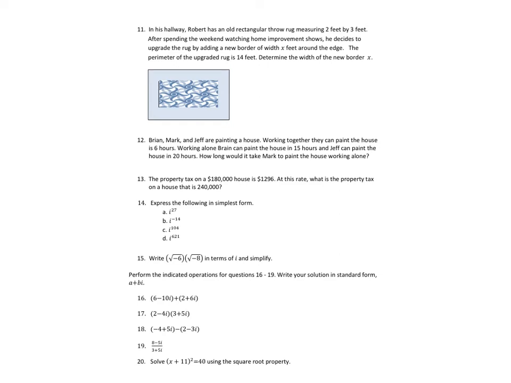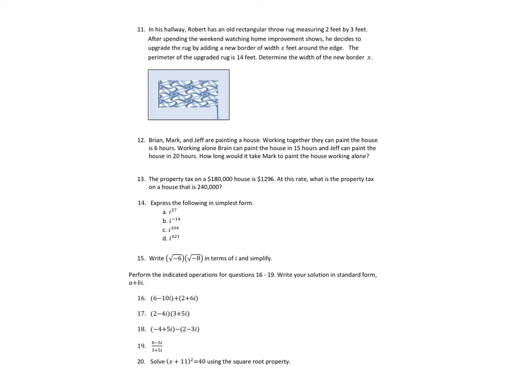So this problem is talking about a rug measuring 2 feet by 3 feet. And then Robert is going to add a border with width X feet. Then it says the perimeter of the upgraded rug is 14 feet. Determine the width of the new border X.